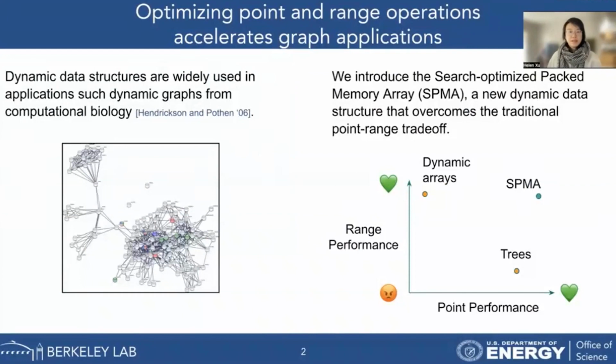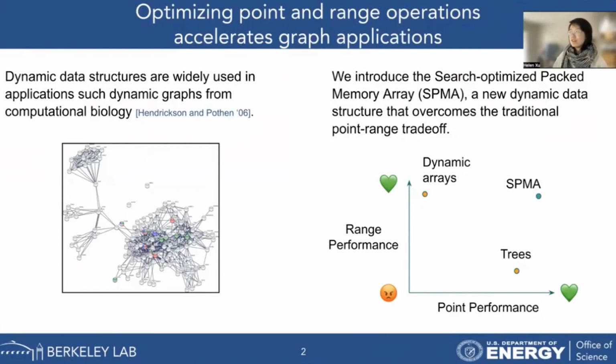The main topic of my presentation today is dynamic data structures. One example application for dynamic data structures is in storing and processing dynamic graphs. So this is an example of a graph. Dynamic graphs appear in computational biology, for example, in modeling protein interactions. And these dynamic applications require data structures that support point operations, such as insertion and finds, as well as range operations, such as scanning through the data.